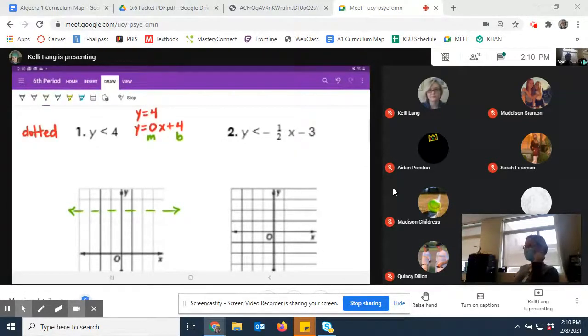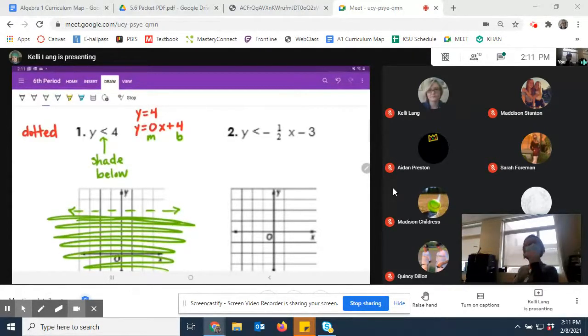Okay, so we figured out dotted or dashed. We drew our line. Now it's time to shade. This says y is less than 4. Are we going to shade above or below for a less than? Below. It's common sense, right? We don't even really have to think about it. So shade below. So just below that, going all the way down forever and ever and ever.